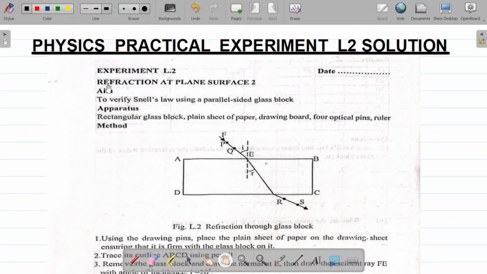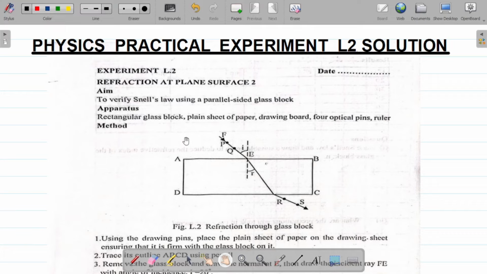For today's class, we're looking at the physics practical experiment L2 solution. Experiment L2 is an experiment on the refraction at plane surface 2. L1 deals with the refraction at plane surface 1, while L2 talks about the refraction at plane surface 2. The aim of this experiment is to verify Snell's law using a parallel sided glass block.